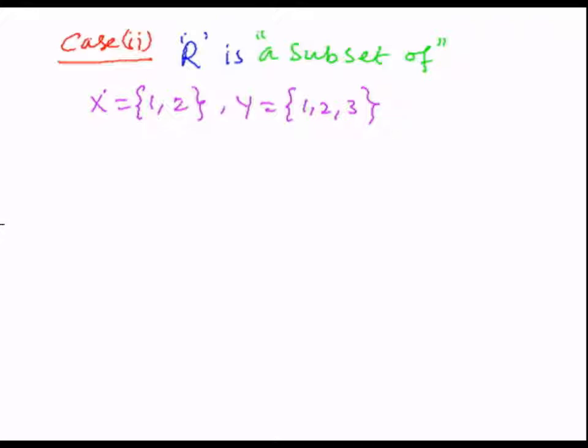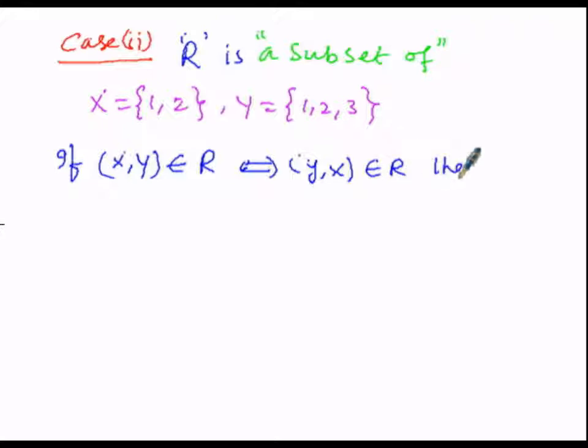But here if x comma y belongs to the relation, then that implies y comma x also must belong to the relation, then only this R is said to be called symmetric. Now let us see whether the condition that is a subset of holds good or not.